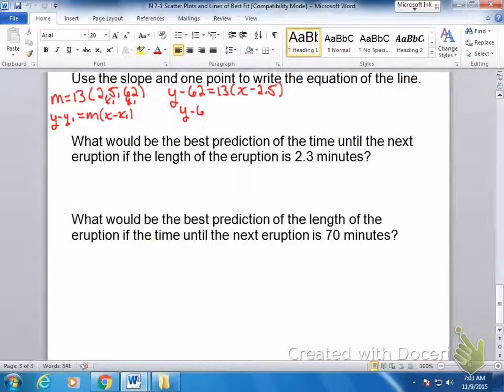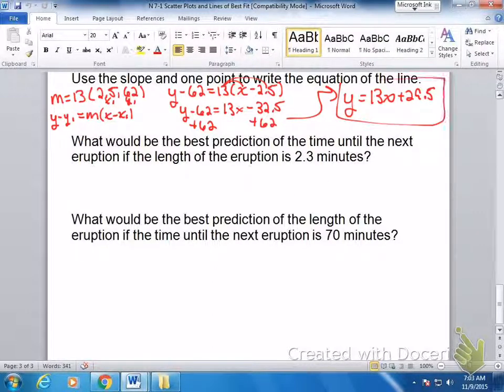Now we need to clean that up a little bit. I still have y minus 62 equals 13 times x is 13x. 13 times negative 2.5 is minus 32.5. We're almost done. We have one more step. I need y by itself, so I'm going to add 62 to both sides. So when I finish, I get y equals 13x plus 29.5. So now, guys, I have an equation, sort of like my line of best fit, that I can use to kind of predict a few things with. And that's what the last two questions ask.